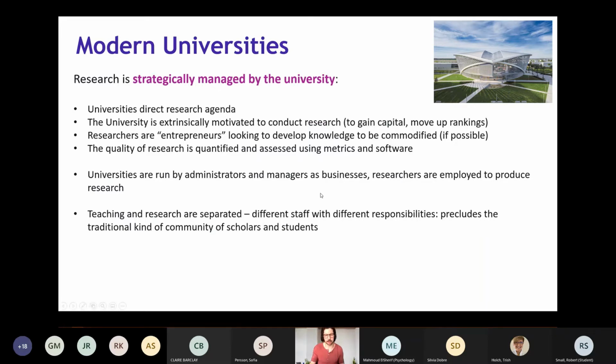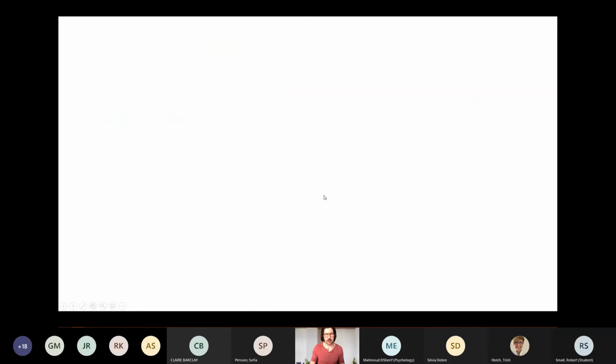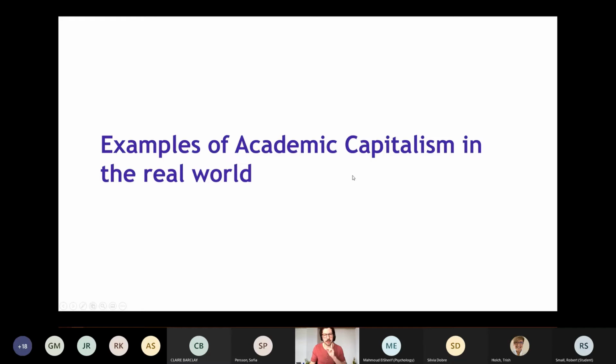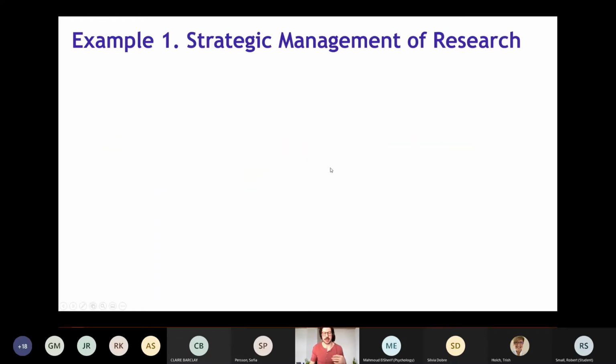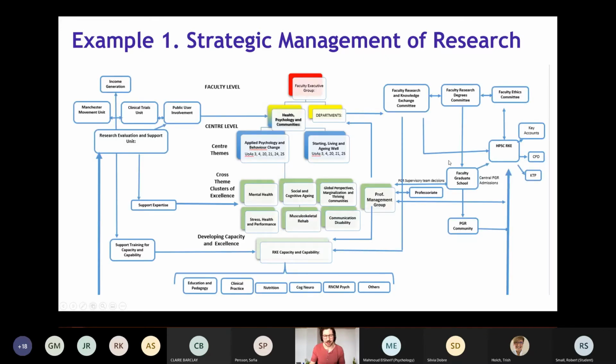So, these are all quite vague principles. So in the next part of the talk, I'm going to discuss some real world examples of where we can see this. And the first is in that idea of the university strategically managing research. So this is a diagram of how research is organized in my faculty, or was.